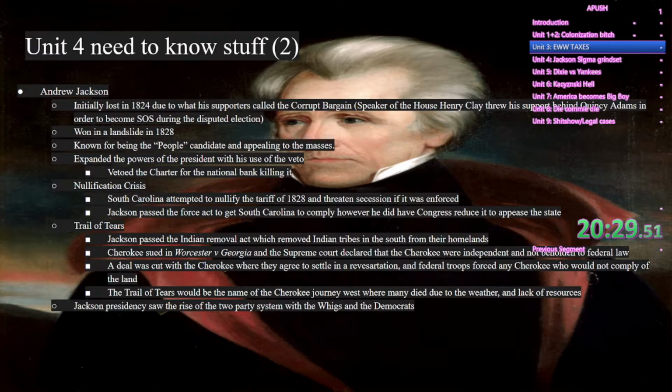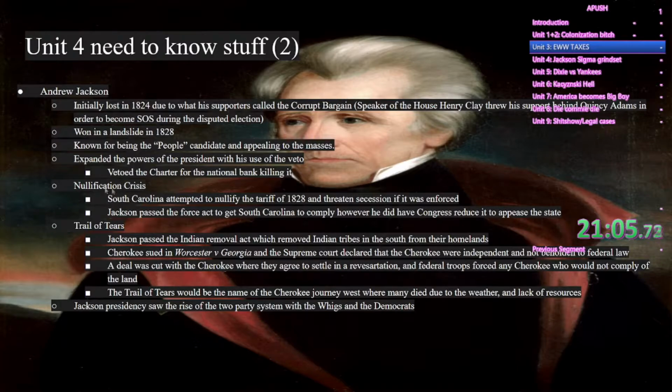Anyway, that didn't matter because Jackson won in a landslide in 1828, and he was known for being the people's candidate and appealing to the masses. He was basically a proto-populist. He expanded the powers of the president with his use of the veto. He vetoed the charter for the National Bank, killing it. Compared to other presidents, Jackson vetoed pretty much anything he didn't like, so it set a precedent for the presidential use of the veto.